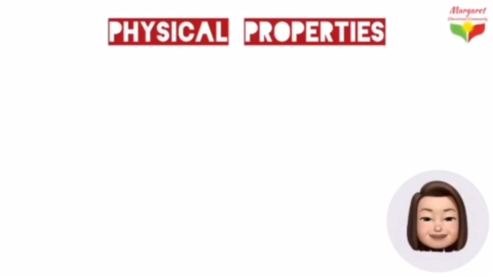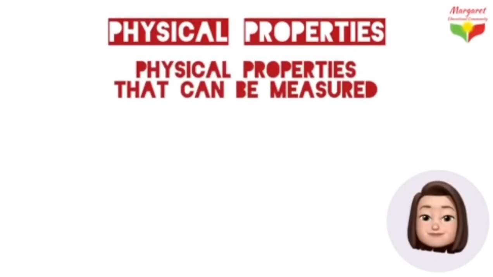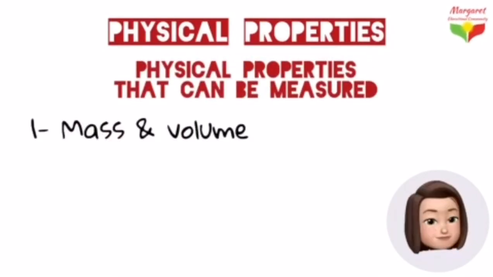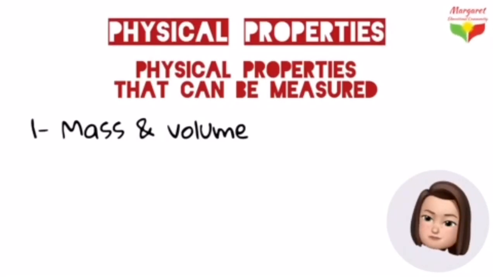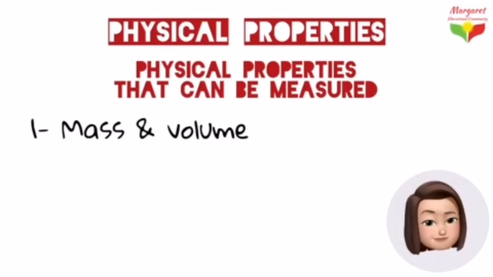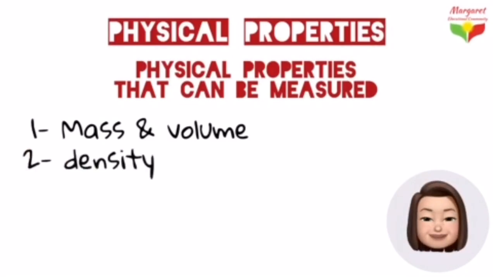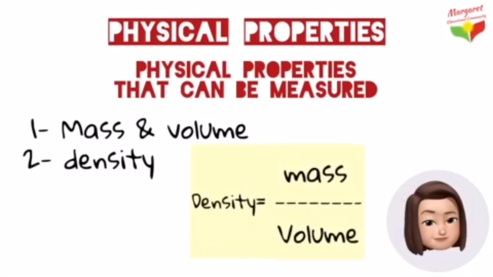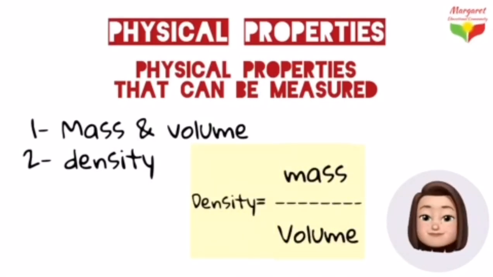Now, let's continue with the properties that can be measured. Mass and volume of a substance are physical properties that can be measured. These properties vary because they depend on the amount of substance present. An important physical property that can be calculated from measurement is density. Density is the amount of mass that fits in a given volume. So you can find this by dividing its mass by the volume.